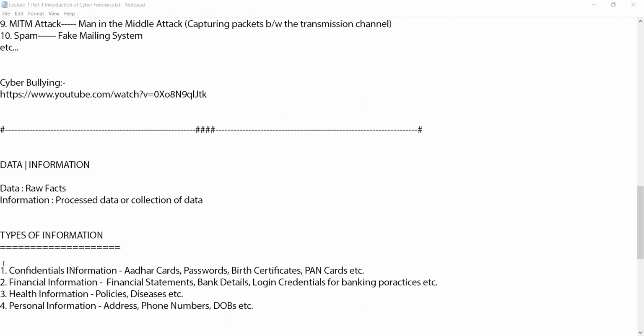So this is all about how cyber criminals work, how they extract the data, and how they perform different types of attacks against normal persons as well as organizations. Okay.